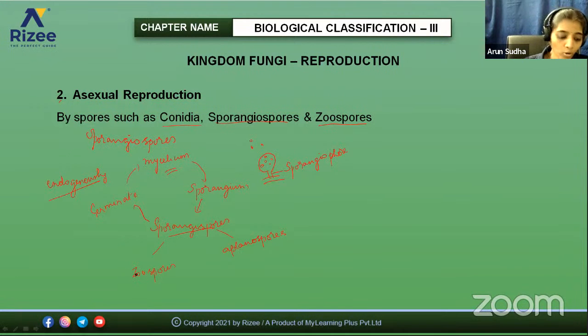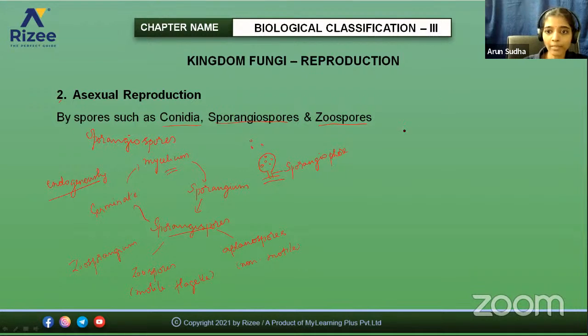So zoospores are called the motile spores, and they have the flagella. So they are motile, and these spores are produced in a structure that is called the zoosporangium. So generally sporangiospores mean spores from a sporangium. So they are formed from zoosporangium, which produces zoospores, and aplanospores are non-motile. So sporangiospores which are non-motile are called the aplanospores. So these are the different types of sporangiospores.